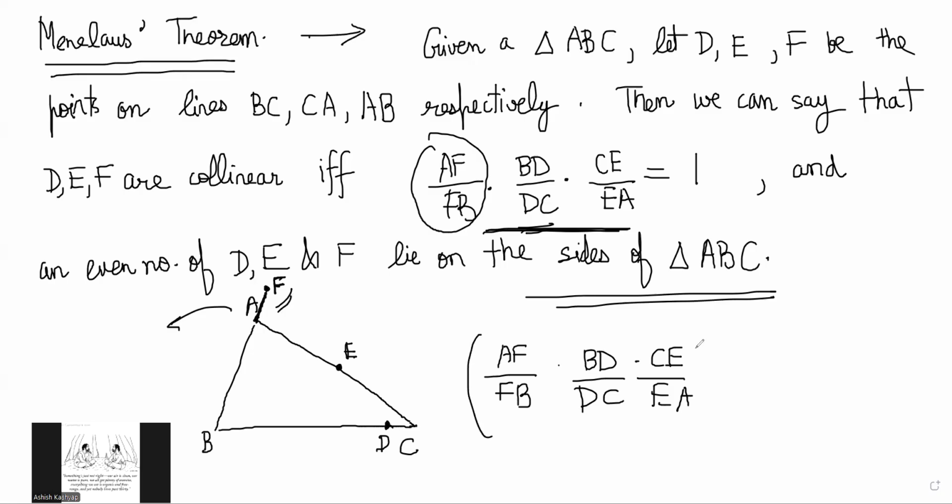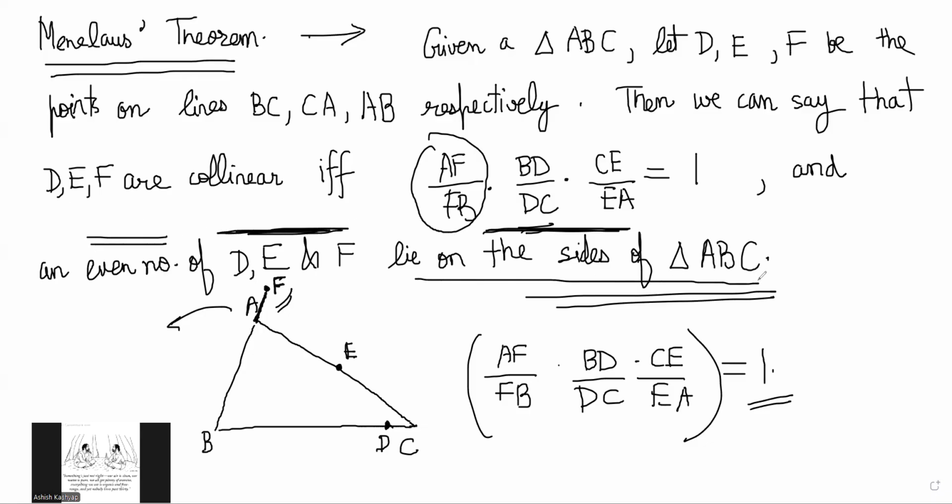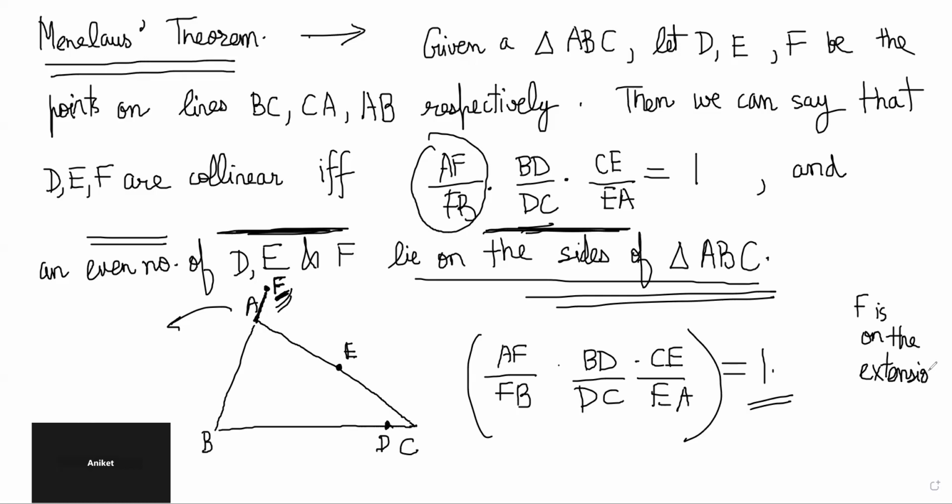So if this ratio product is becoming 1, what is the second condition? An even number of D, E, F lie on the sides of the triangle. Sir, I did not understand what that means. So right now what that means is you can say that F does not lie on the side of the triangle, right? Because F is outside. F is on the extension. Yes, sir. But E and D are on the sides of the triangle.